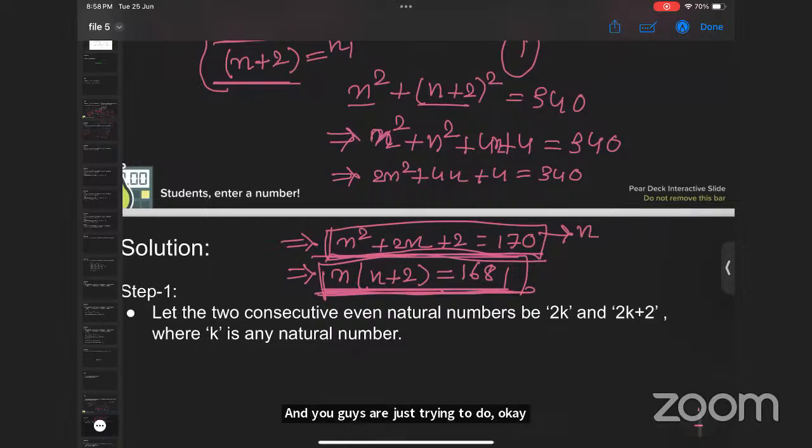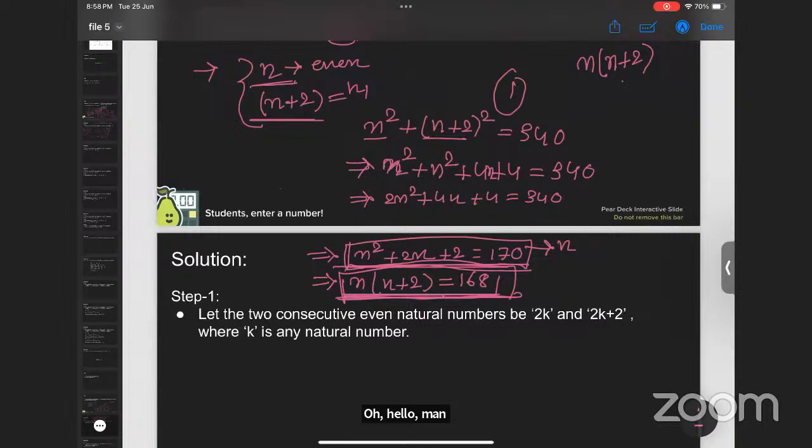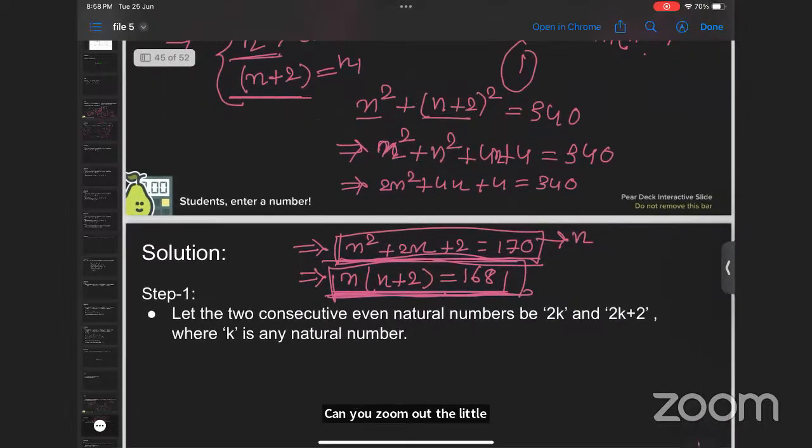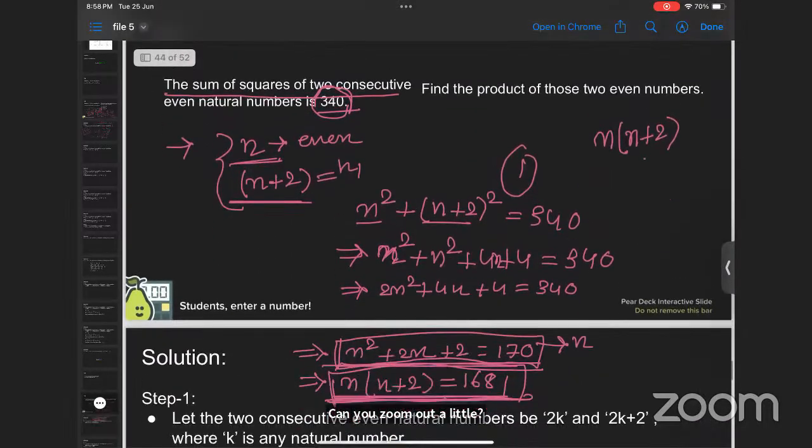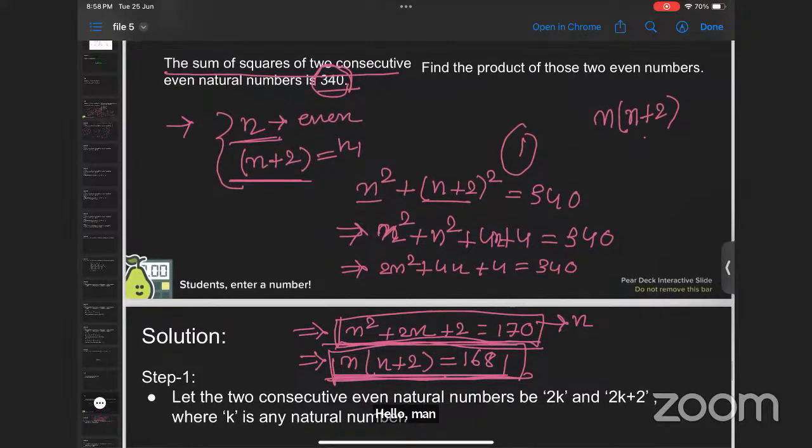Okay, madam. Ma'am, can you zoom out a little bit? Madam, what answer do we get if we solve? Ma'am, when it says even natural numbers, you have taken n and then n plus 2.